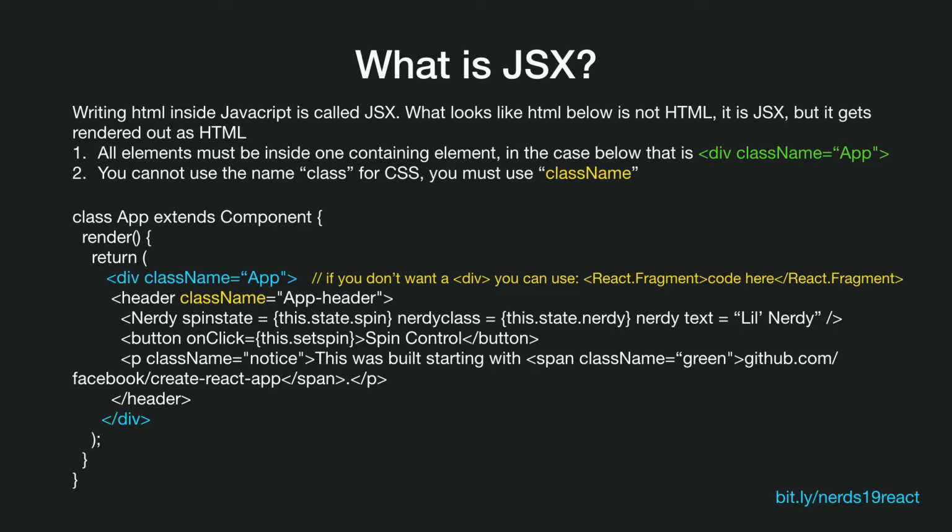And the only other thing to know is you can't use class. You have to use className, because class is a reserved name in JavaScript, so we can't just say class equals app for CSS. We have to say className equals app. And those are kind of the only two things that are tricky about JSX.